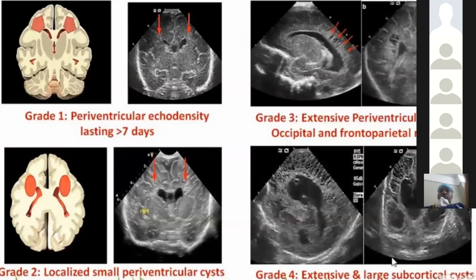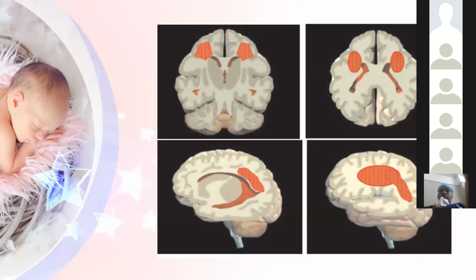So ultrasound can help you pick up mainly the cystic type of PVL, but the cystic type of PVL constitutes only about 5% of white matter injury in preterms, which is why the role of MRI becomes important in diagnosing preterm injury. Which areas do we need to look at when we are imaging the preterm brain?